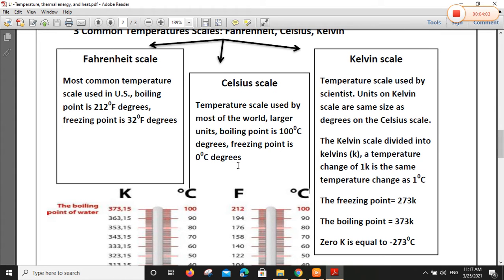Because the difference between 32 and 212 is not a move of 1 Fahrenheit per degree. One degree does not equal 1 Fahrenheit; like Celsius, 1 degree equals 1 Celsius, or Kelvin, 1 kelvin equals 1 degree. Kelvin and Celsius are completely different from Fahrenheit. So on the Kelvin scale, a temperature change of 1 K is the same as a temperature change of 1 Celsius degree.